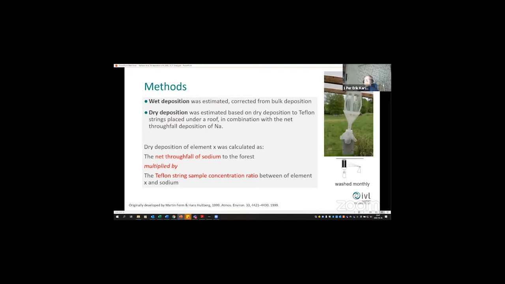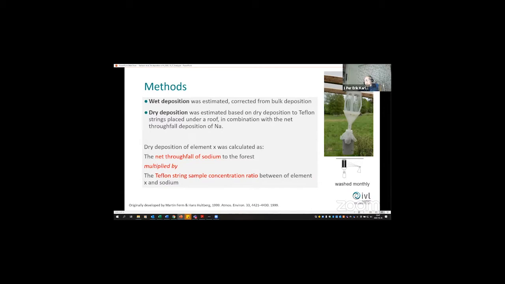This method was actually developed by Martin Ferm and Hans Hultberg in the 1990s. And the idea is to use a combination of the net throughfall of sodium to the forest and the dry deposition that we measure to this Teflon string sampling equipment that is placed under a roof. So the idea is that the net throughfall of sodium is going to reflect the physical properties of the forest canopy, for example, the leaf area index and so on.